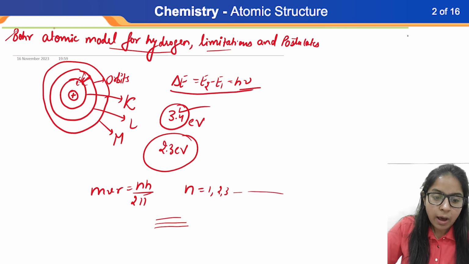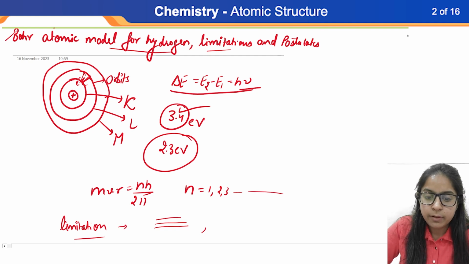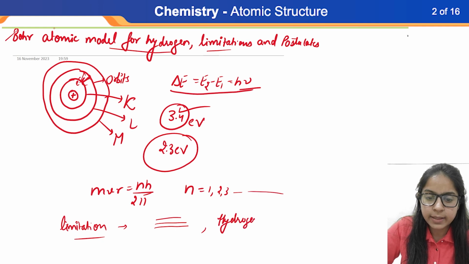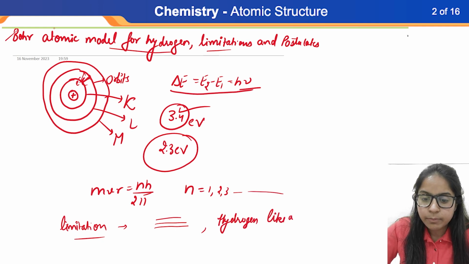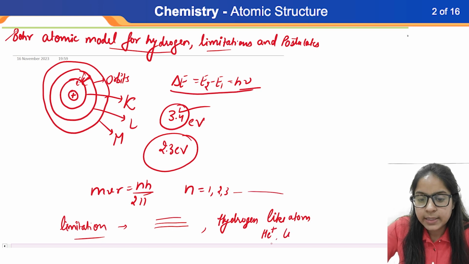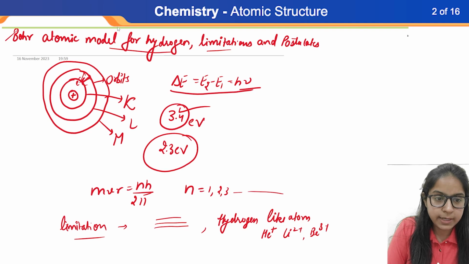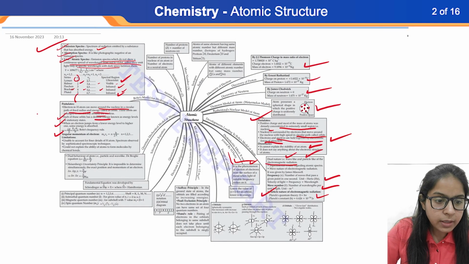Another limitation of the Bohr atomic model is that it is only applicable to hydrogen-like atoms, which contain only one electron. It cannot explain a two-electron or three-electron system. The Bohr atomic model is only applicable to He positive, Li 2 positive, Be 3 positive, meaning all the species which have only one electron. So these are some of the limitations of the Bohr atomic model.